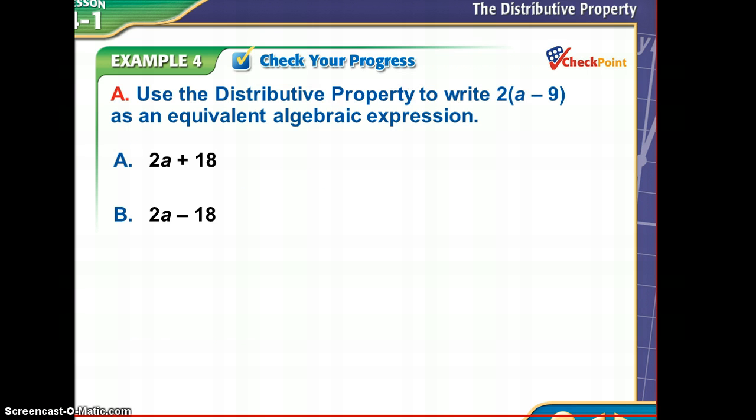Okay, now let's go ahead and you do the work on this one. I'll give you a second to figure it out. Okay, and there you go. It's 2a minus 18.